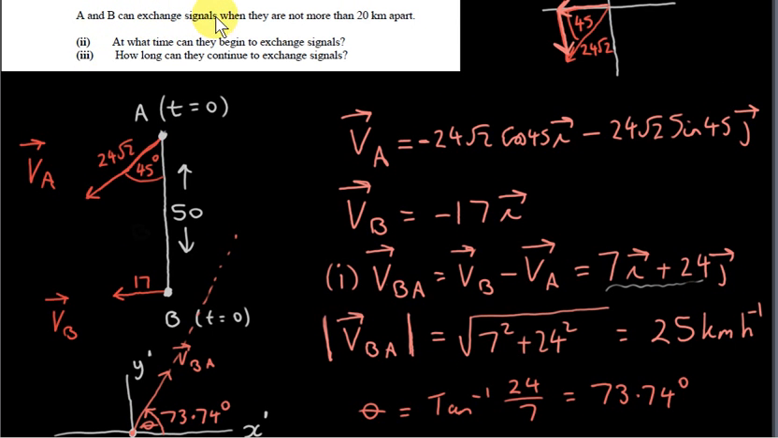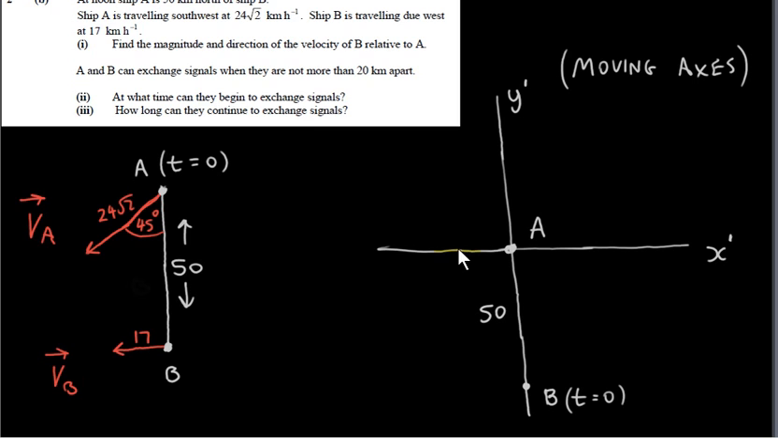A and B can exchange signals when they are not more than 20 kilometers apart. At what time can they begin to exchange signals? Here I've shown the moving axes, x prime, y prime, whose origin is at A. So A, of course, is moving, so the axes are moving. Initially, that is at t equals 0 or 12 noon, ship B is 50 kilometers south of ship A. We've also worked out the velocity of B relative to A. It is in this direction.